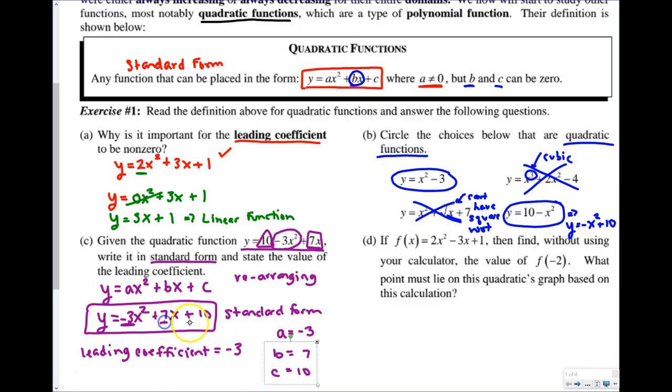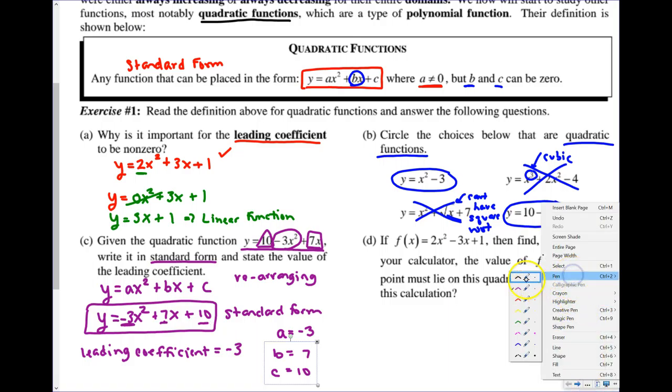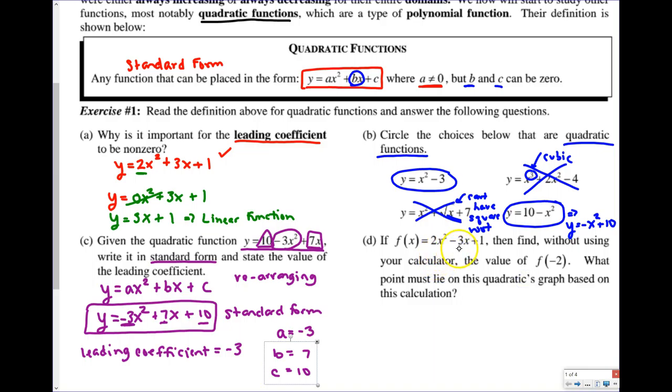Because that's my A, B, and my C here. So that's another really important thing, to be able to pull those letters out that stand for those specific numbers. Okay? Letter D says, if f of x equals 2x squared minus 3x plus 1, then find, without using your calculator, the value of f of negative 2.